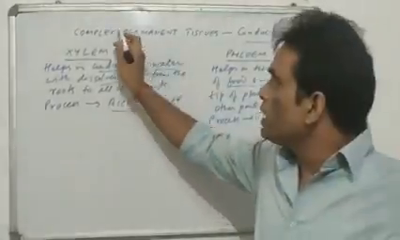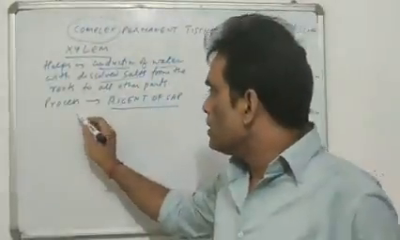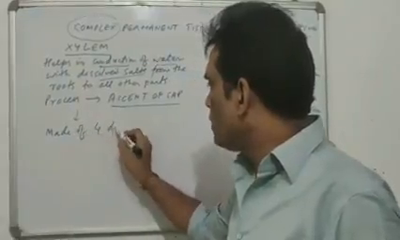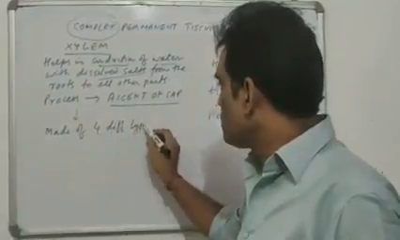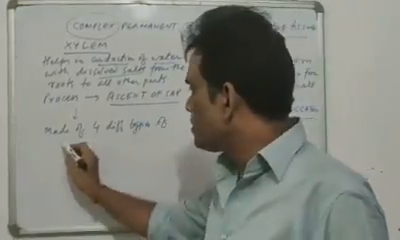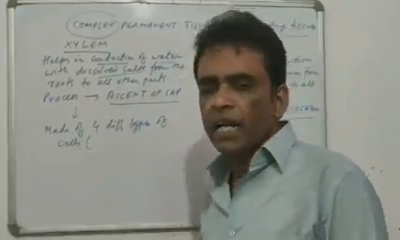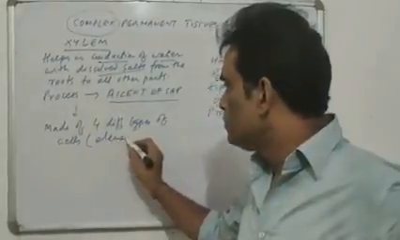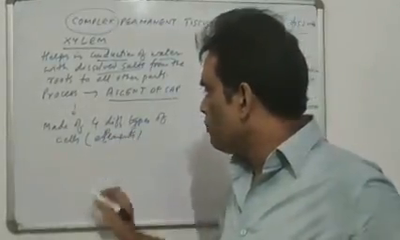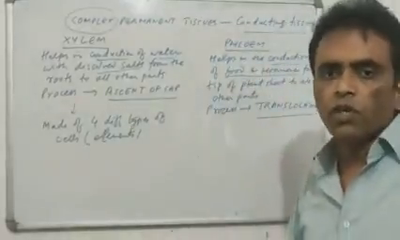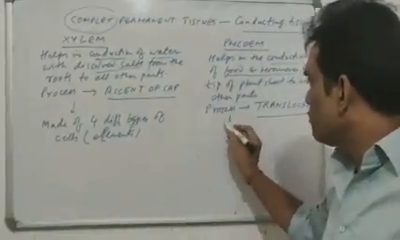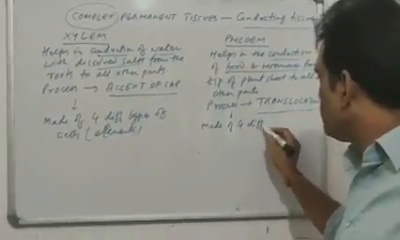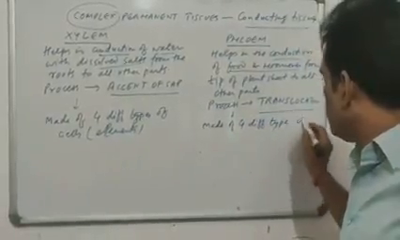Why are they called complex permanent tissue? Because the xylem is made of four different types of cells, which many writers also mention as elements. Just one way of expressing. There are actually four different types of cells. Similarly, the phloem is also made of four different types of cells.